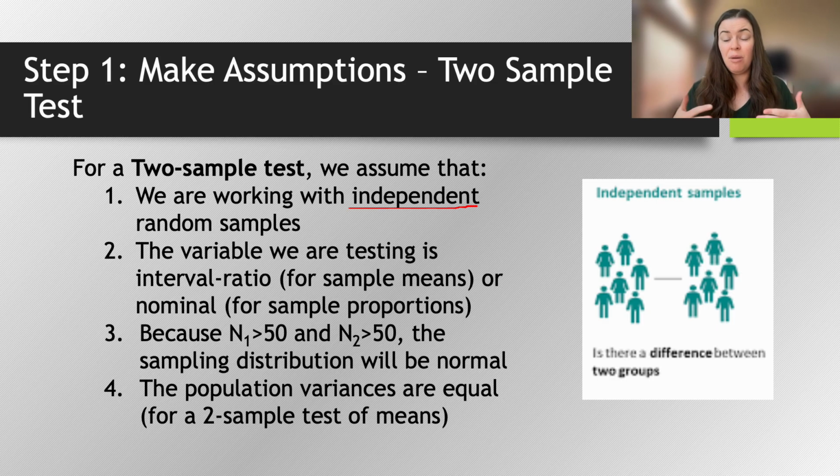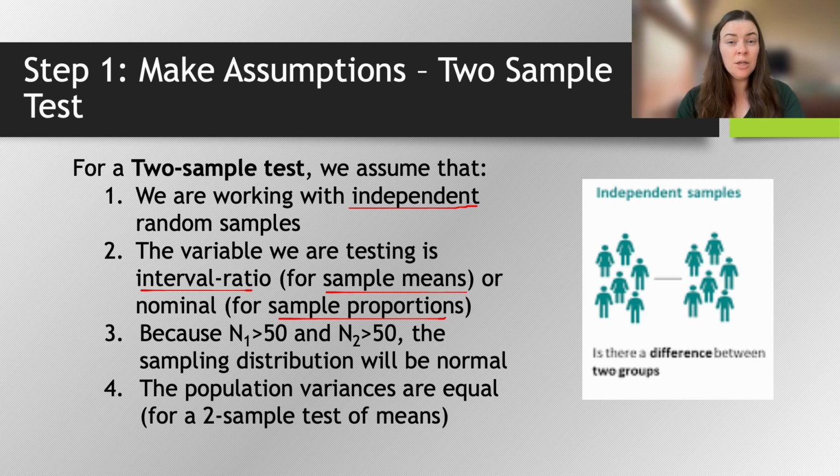You can assume that any problem I am going to give you, we will be working with independent random samples. But if you were ever to see a real world example in which it was assumed that the two groups had overlapping characteristics or individuals, this assumption would be violated and we could not continue with conducting a hypothesis test. The second is that the variable we are testing is interval ratio if we are dealing with sample means, or nominal if we are dealing with sample proportions. This is the same concept that we had with our one sample test, so no change there.